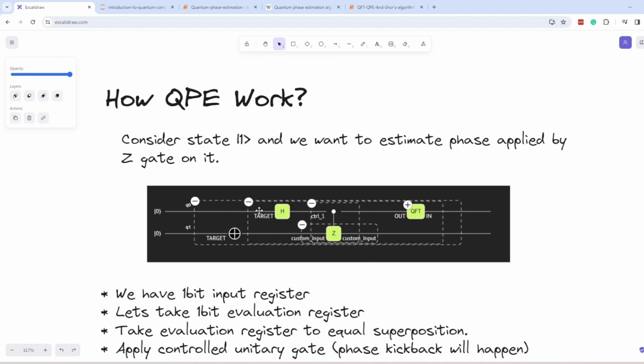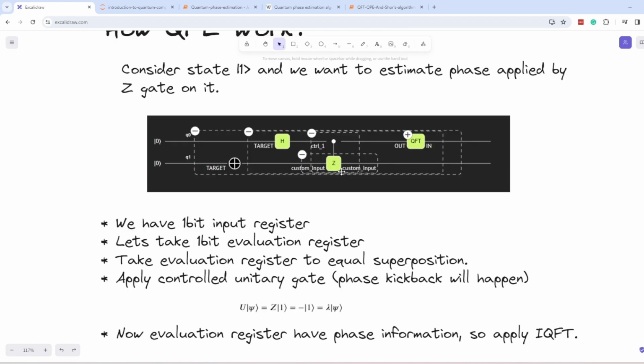Now the control is in superposition. So yes, the control register is in superposition. Also, this Z gate and this 1 state satisfy this equation, meaning 1 is an eigenvector of this unitary gate Z. When Z is applied to 1, it gives an eigenvalue of -1 and the 1 state comes out as it is. Since all three conditions are satisfied, phase kickback will happen here, and phase information from the target qubit will be transferred to the control qubit.